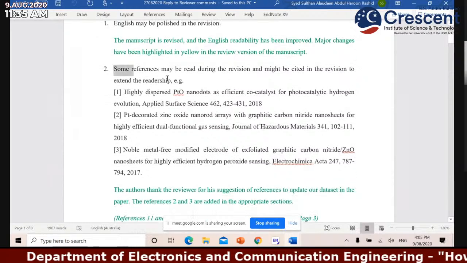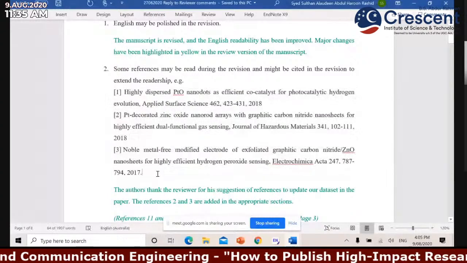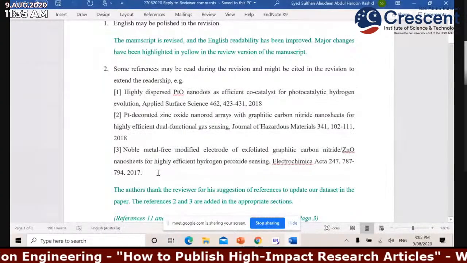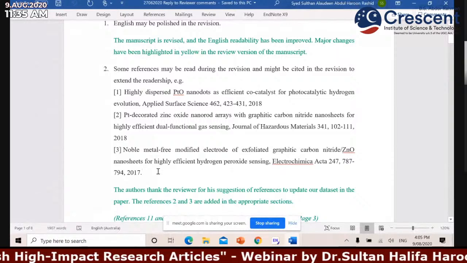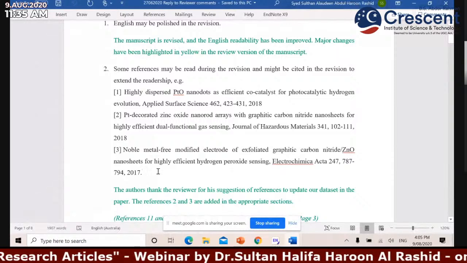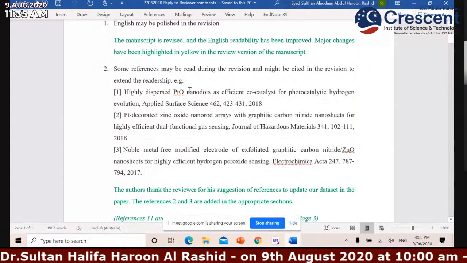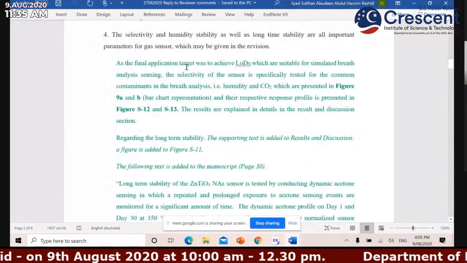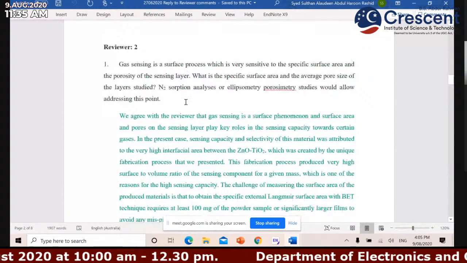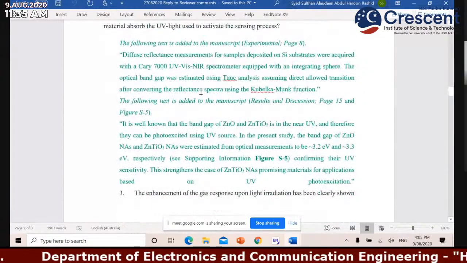Then this reviewer asked me to cite three of his papers. You know, I was not ready to bribe him, but he wanted bribery. So I had no choice. And he also convinced me that these papers are relevant to your publication. So I had all these papers. Then he started asking me so many questions. You can see I have given a clarification to everything he asked.